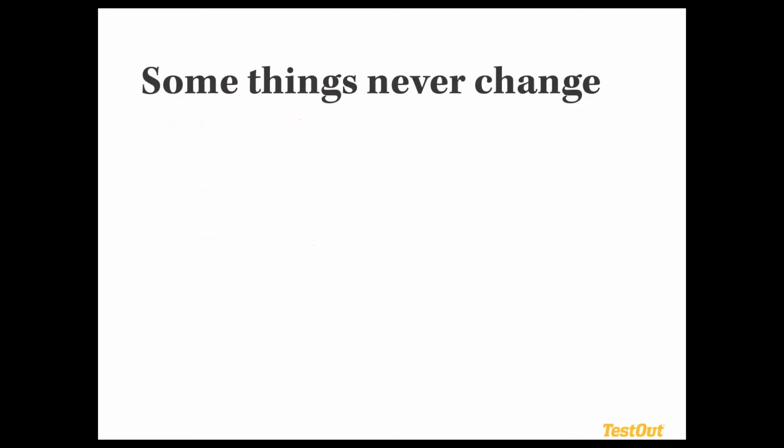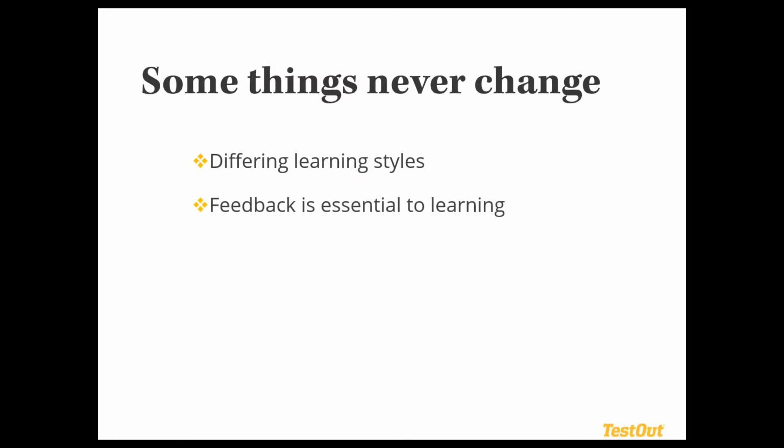Now, some things, of course, never change. People are people. We still face differing learning styles between students. There are students that are more visual, and I think in particular, students nowadays are very visually oriented. One thing that also never changes is that feedback is very essential to learning. The faster you get feedback on an assignment, the better the learning process is. You understand what you've done incorrectly.